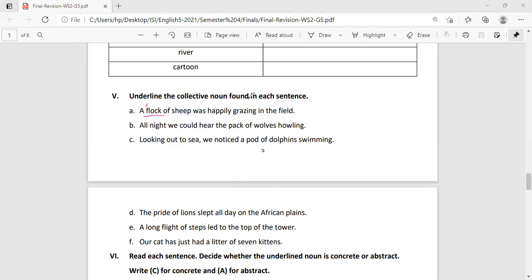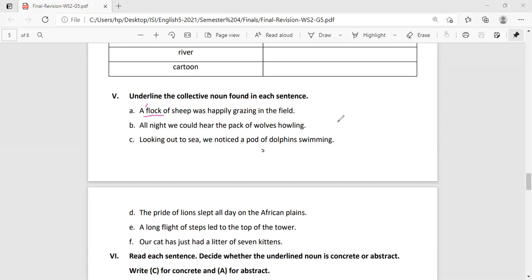Thank you, Lamar. Rena, number 2. A long flight of steps led to the top. B. Where did you go? We solved A, now it's B.